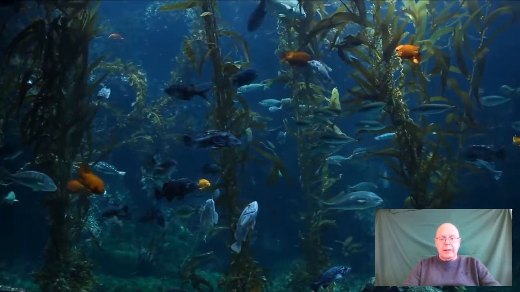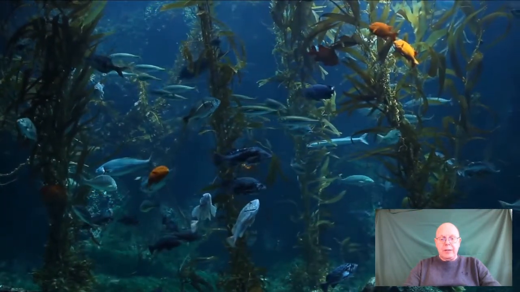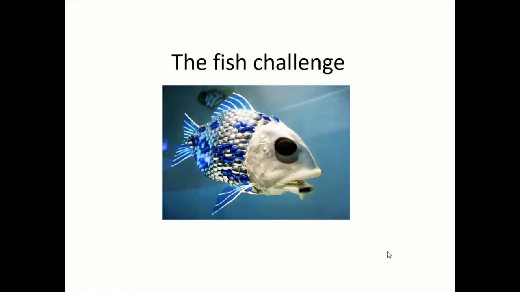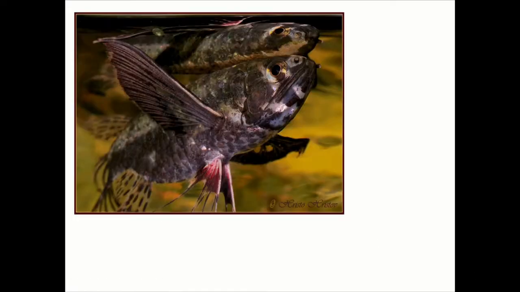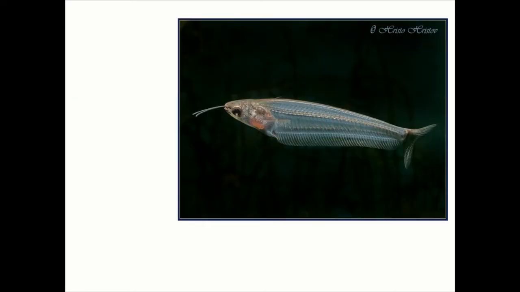So for our first game, I've got a challenge for you to do with fish, and can you identify certain types of fish? So have a go at this. In the fish challenge, you've got to identify what fish you can see, and I'll give you some choices. So is this an African butterfly or a black angelfish? Make your vote now. Here is the answer. That one is an African butterfly fish.